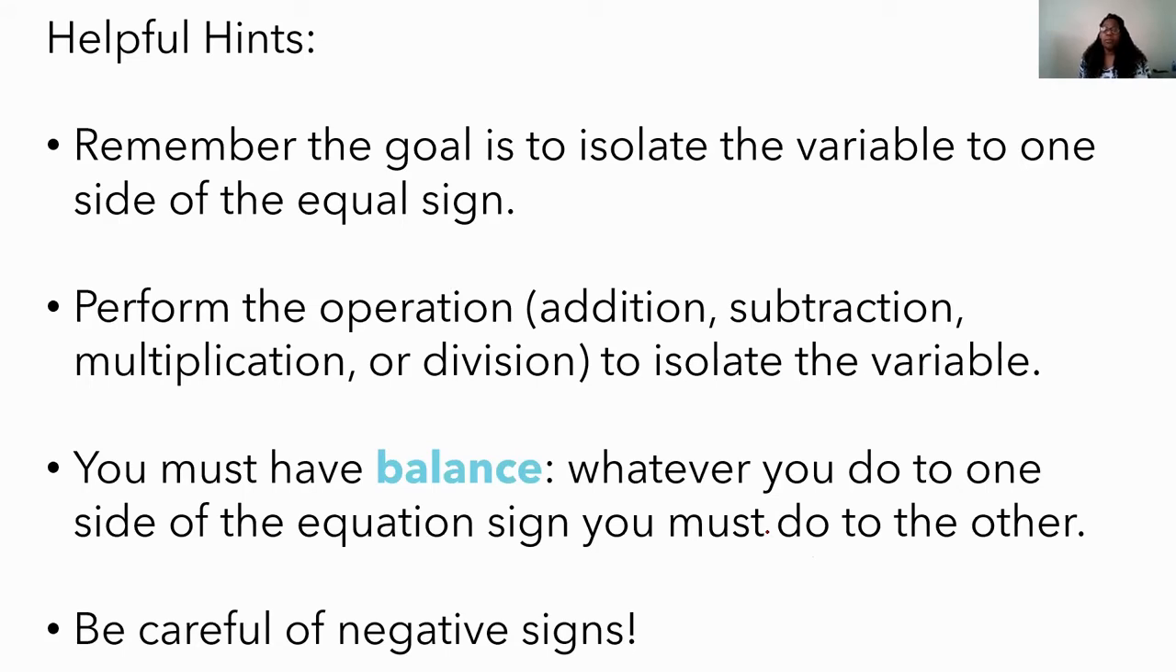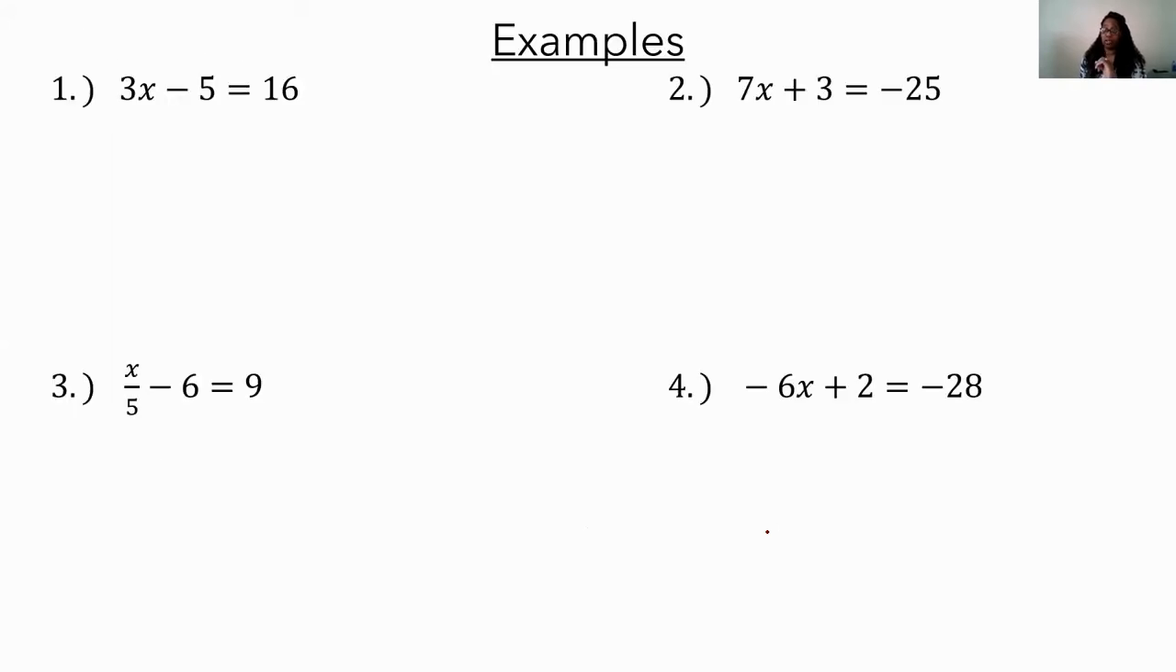Now you're going to perform the operation. There are going to be times you have to do addition, subtraction, multiplication, or division in order to isolate that variable. You must have balance. Everything in life that you do always has some kind of balance. So whatever you do to one side of the equal sign, you have to do to the other side. And most important, please be careful of those negative signs. We have to worry about those properties of integers. So let's take a look at an example.